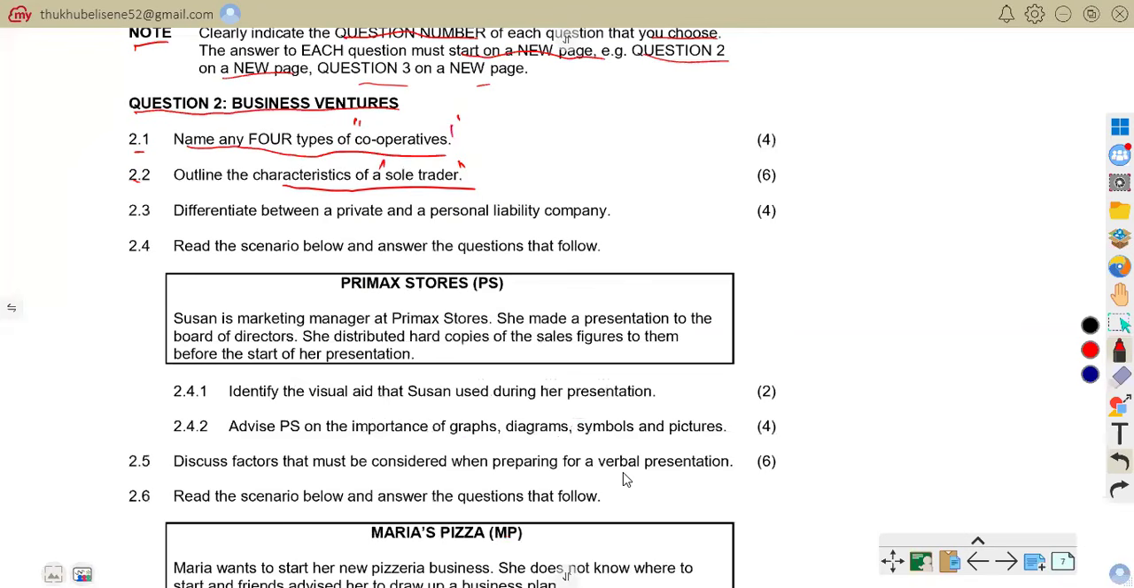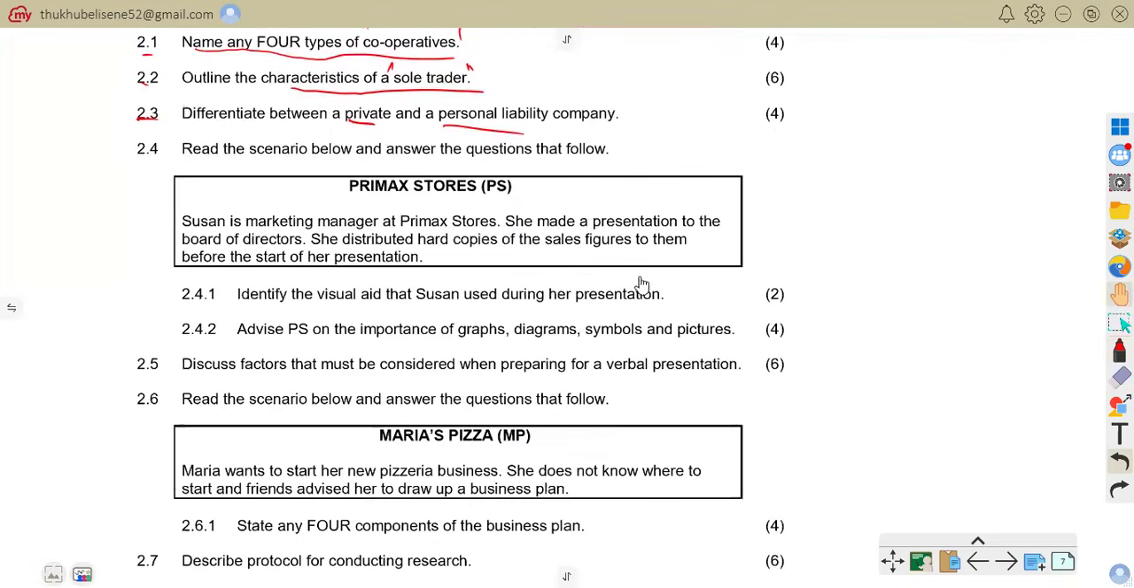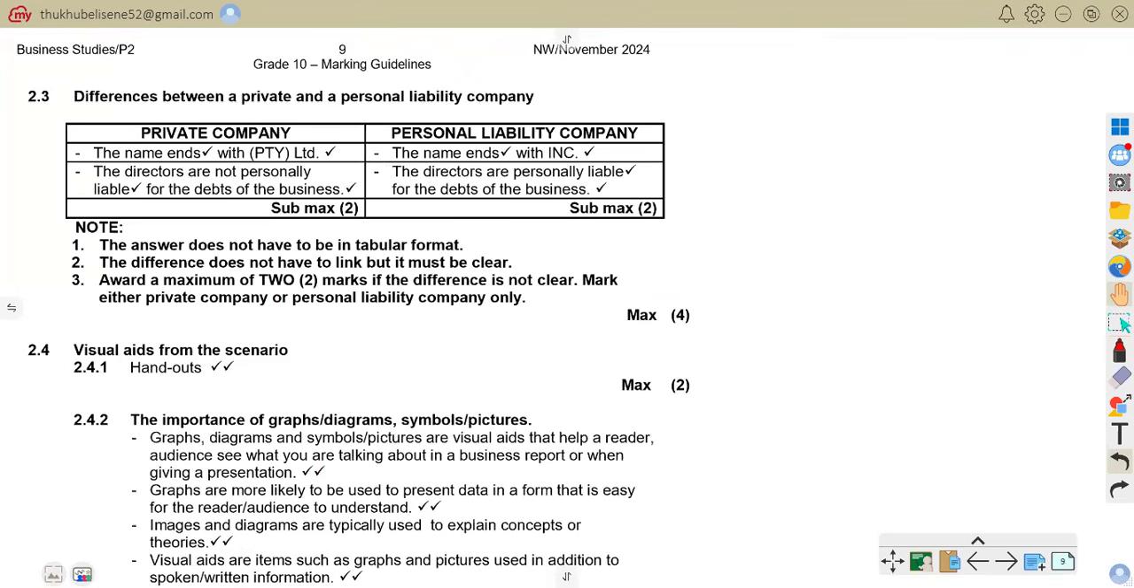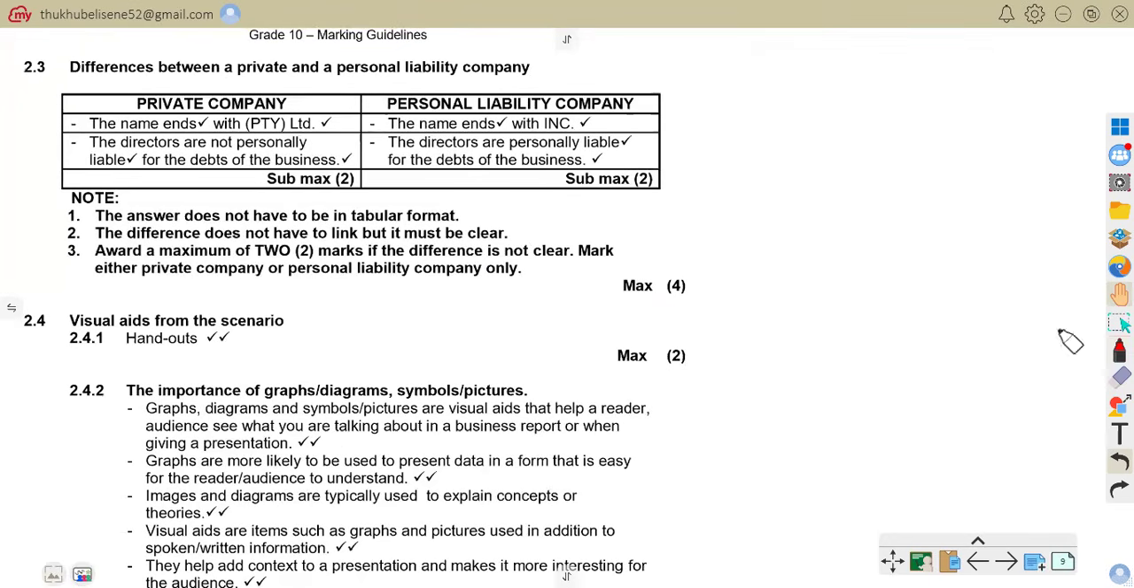Let us move on to 2.3. 2.3 reads as follows: differentiate between private and personal liability company. So here we are on the answers to 2.3. We know the question says we are to differentiate between private and personal liability company. So here are the answers that are given.